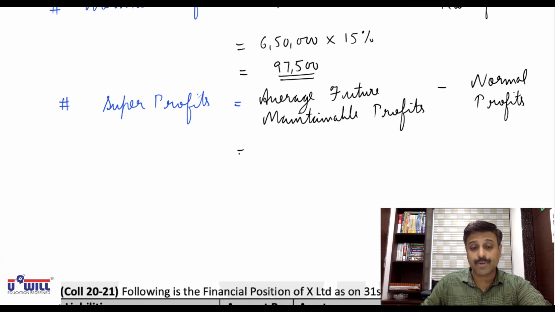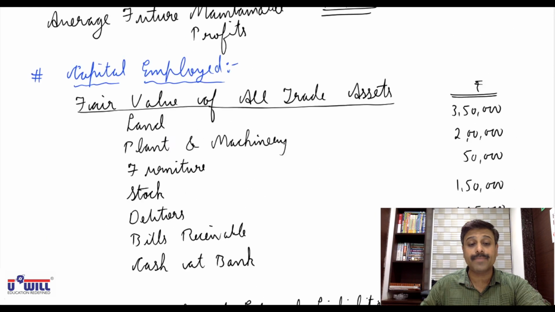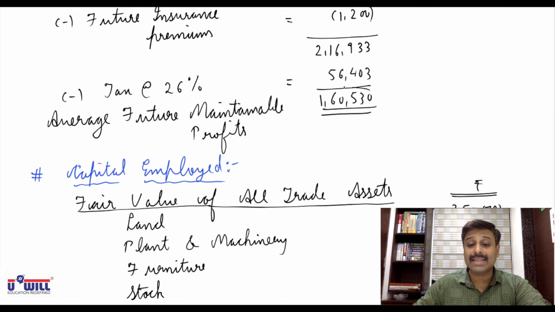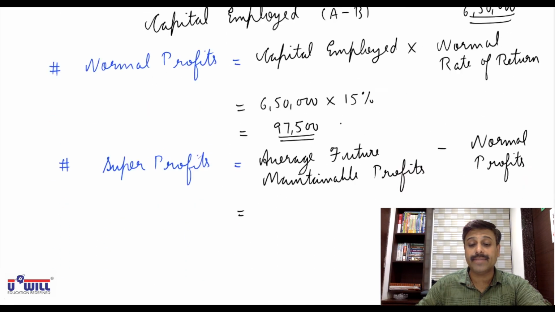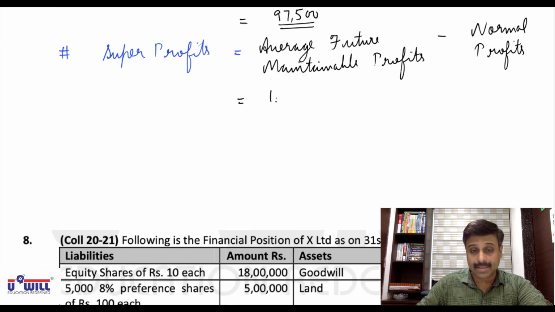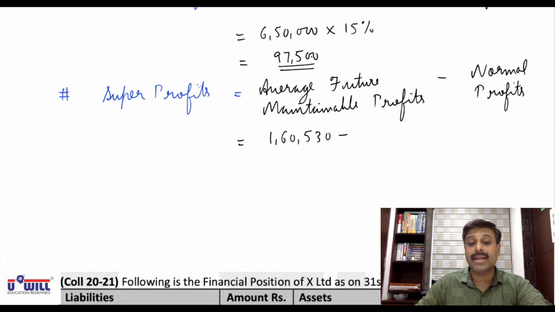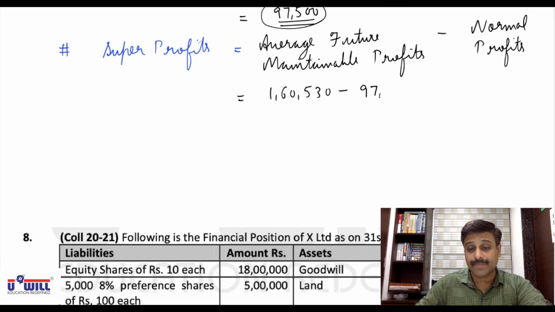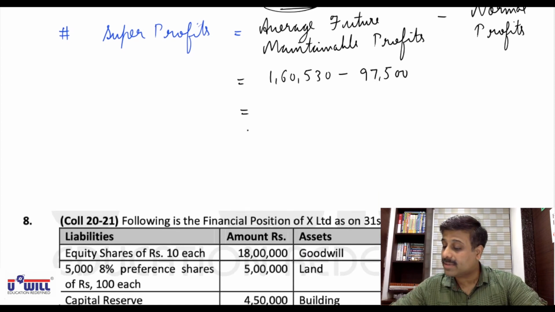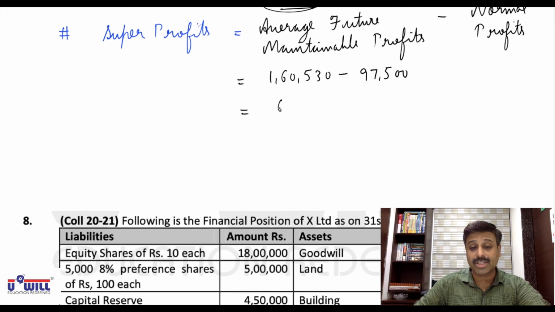So average future maintainable profits are 1,60,530. Okay, 1,60,530 minus normal profits, which are 97,500. So 1,60,530 minus 97,500, that is 63,030.